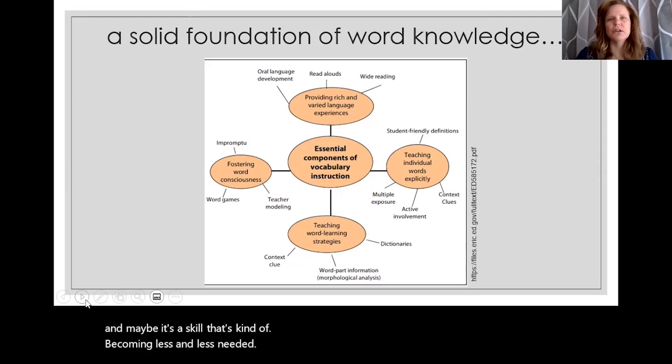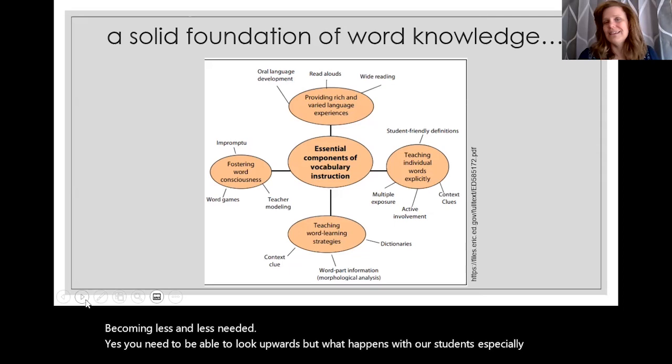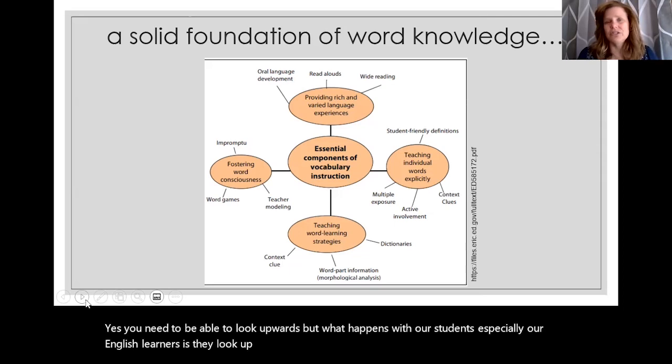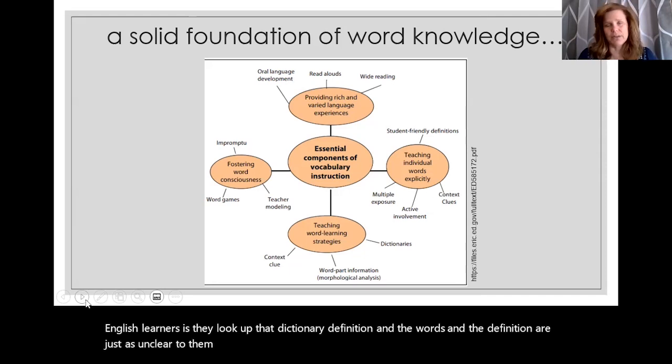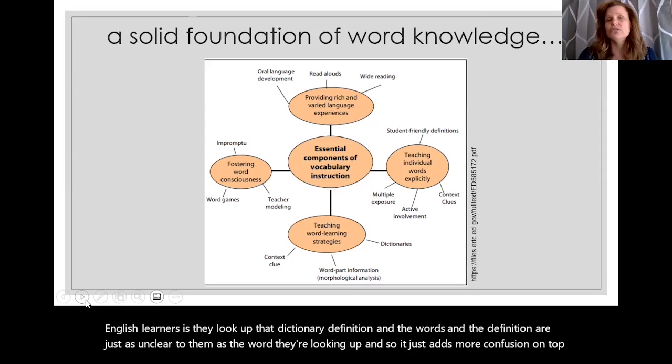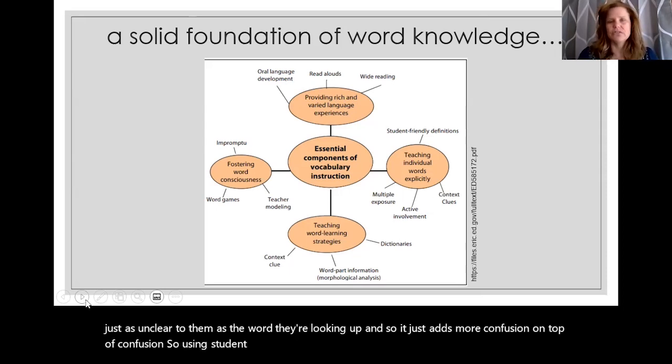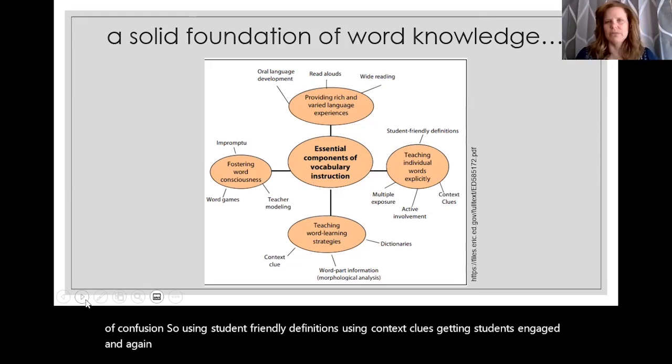Yes, you need to be able to look up words, but what happens with our students, especially our English learners, is they look up that dictionary definition and the words in the definition are just as unclear to them as the word they're looking up. And so it just adds more confusion on top of confusion. So using student-friendly definitions, using context clues, getting students engaged, and again, multiple exposures and repetition.